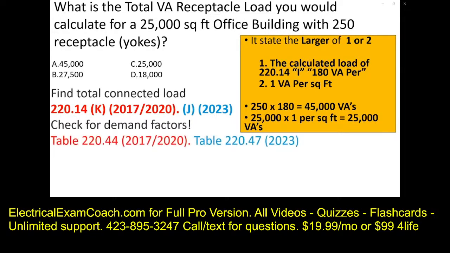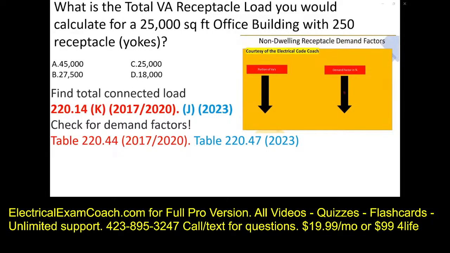That leads us to table 220.44 if we're in the 17 or 20, and table 220.47 if we're in the 2023. Same information, different title. When we get there, we're going to see it's very similar to table 220.42 and 220.45, depending on what code cycle we're in. We start on the left-hand side, and it's going to tell us our portion of VAs, and then on the right side, it's going to tell us our demand factor in percentage. And this table is for non-dwelling unit receptacles.